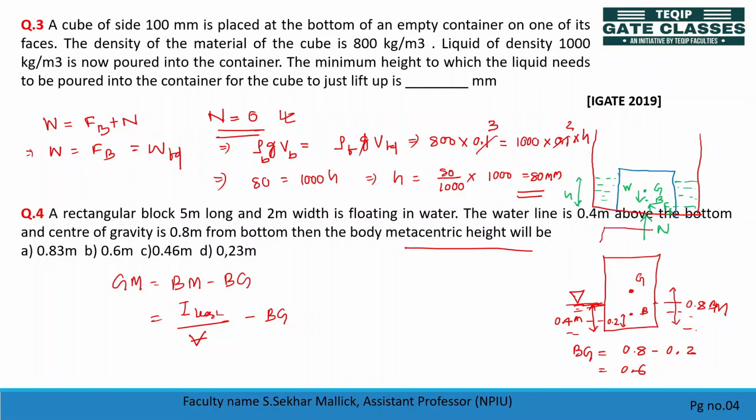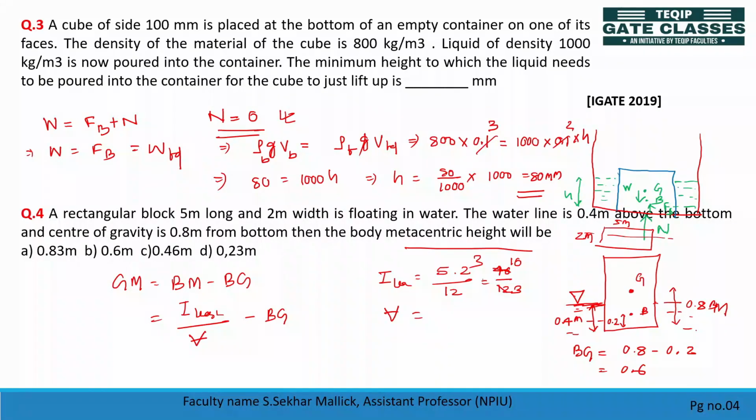The plan of the body is a rectangle of length 5 meter and width 2 meter. So what would the least moment of inertia be? 5 into 2 cube by 12. How much then? 40 by 12. So 10 by 3.